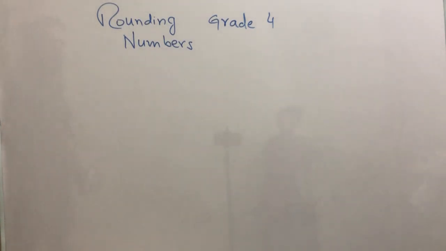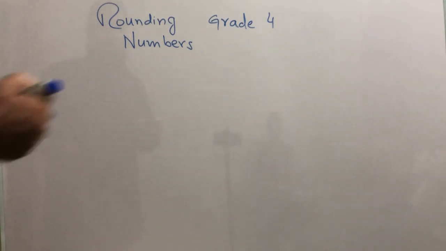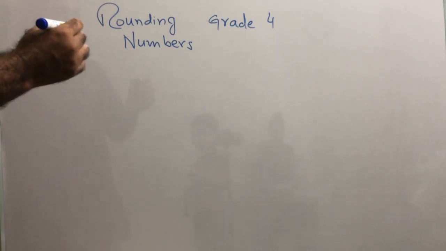Bismillahirrahmanirrahim. Now we'll be doing primary syllabus mathematics for grade 4 Oxford. We are doing chapter 1, lesson 4, rounding numbers. Here we will be doing rounding numbers in 3 stages.